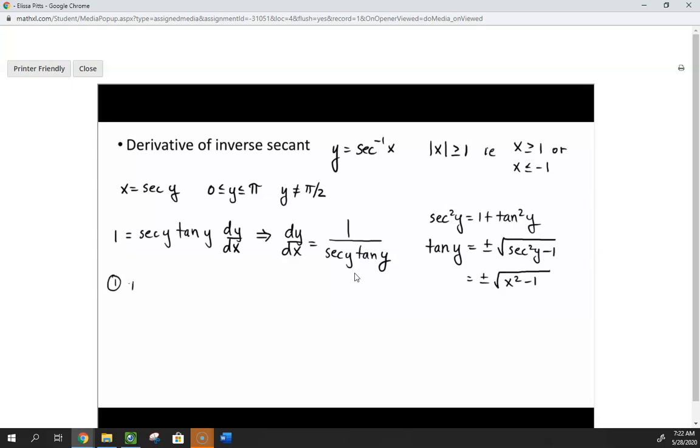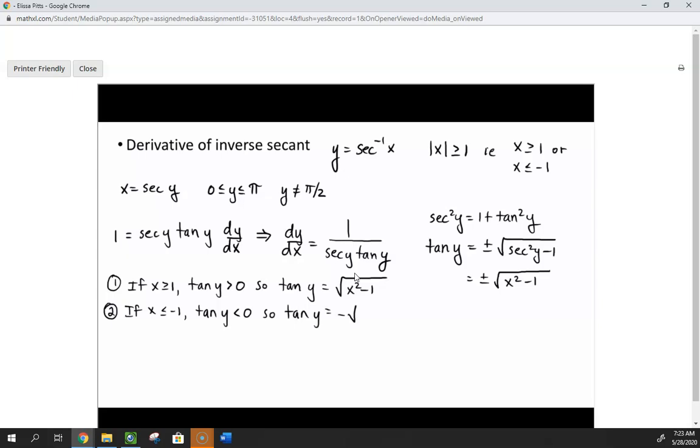So now, talking about inverse secant, we have two cases. Case 1. If x is greater than or equal to 1, tangent of y is greater than 0, so in this case, tangent of y is equal to the positive square root of x squared minus 1. Case 2. If x is less than or equal to negative 1, the tangent of y is negative. So in this case, the tangent of y is equal to negative square root of x squared minus 1.